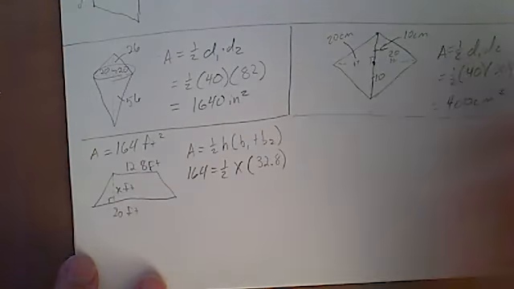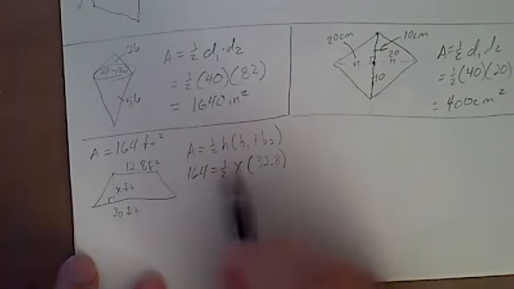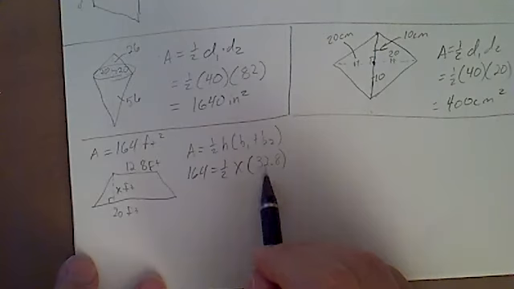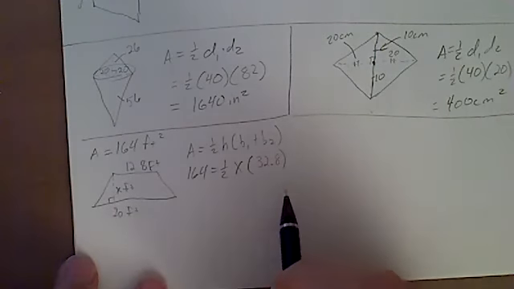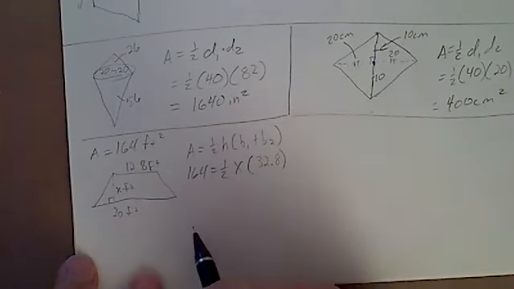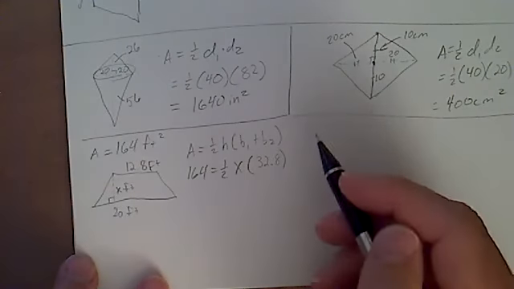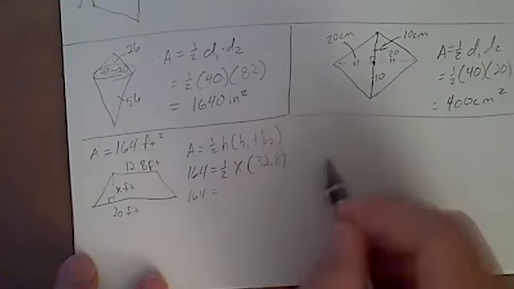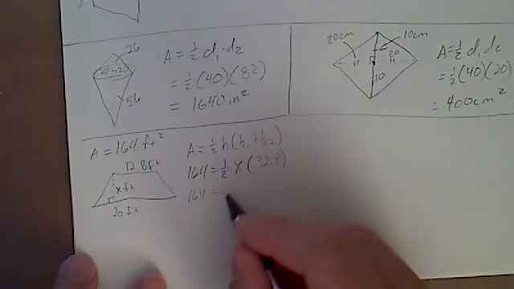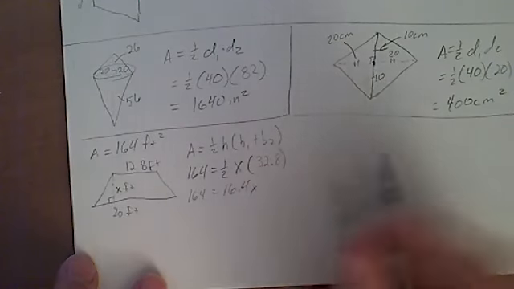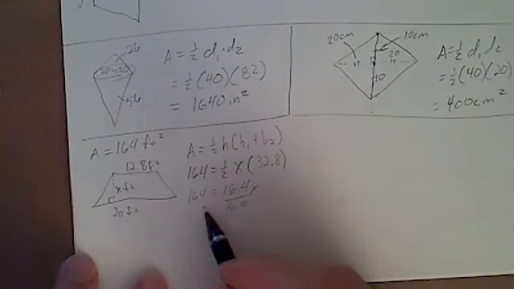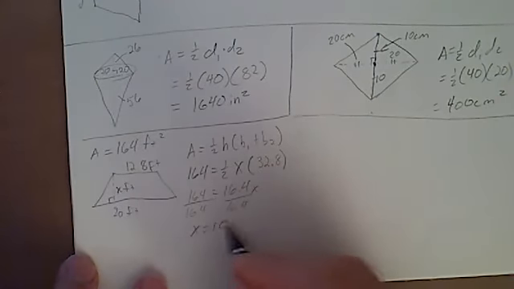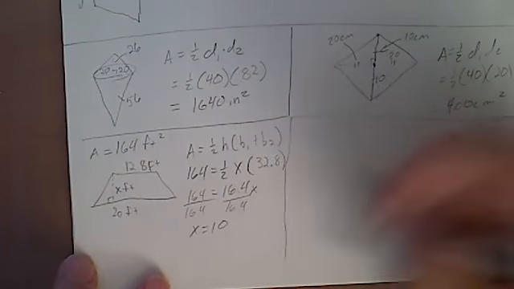Now you have some choices. You could multiply both sides by 2 to get rid of the 1/2 and then divide by 32.8. You could do 1/2 of 32.8 and then divide that 16.4 from both sides. Probably the best two options you have. Because 32.8 is so easily multiplied by 1/2, I would probably just do it. Divide both sides by 16.4, and we get x is 10. I think I said that was the last one.